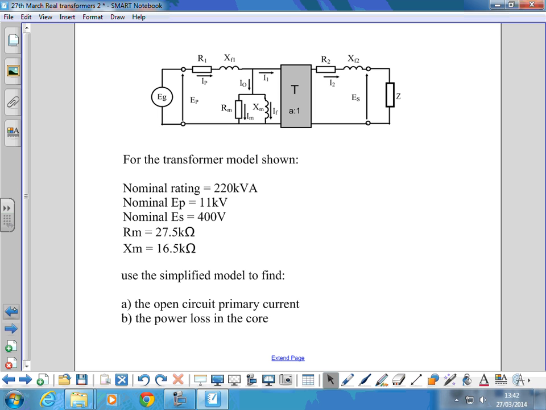And the current on the secondary side comes from 220,000 over 400. I think that comes out at 550 amps or something, secondary side current. So it's the end of the transmission line, down to a 400 volt transformer, so a local site distribution transformer.